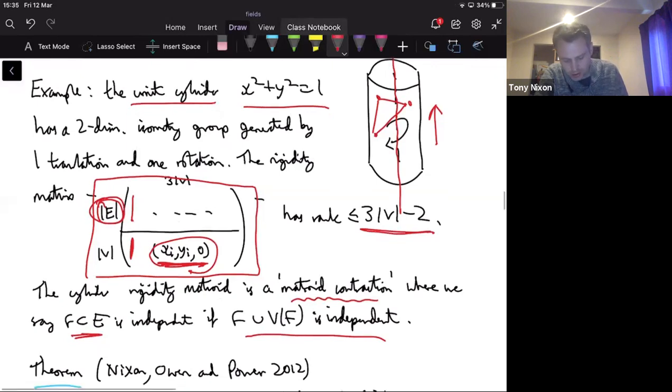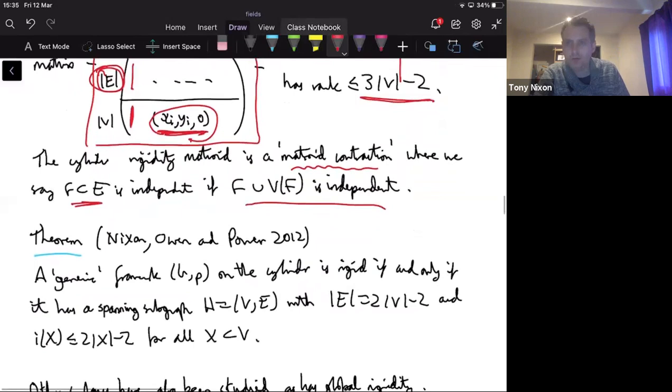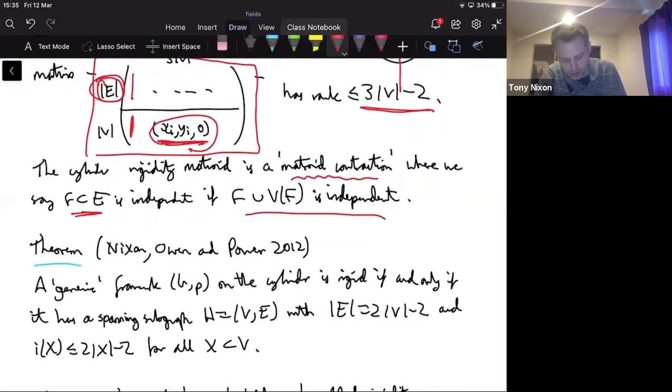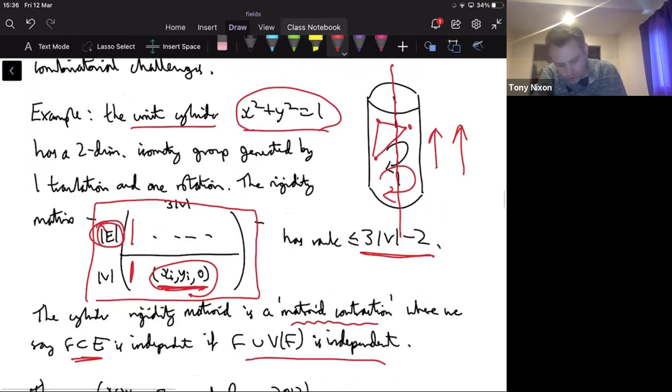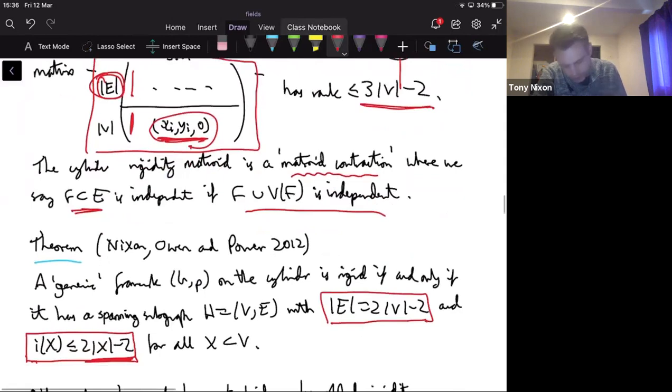Here we have to argue from scratch, so I'll just mention briefly the characterization on the cylinder, which is really the characterization in the plane with one small change to the combinatorics. Instead of having 2v minus 3 edges, we have 2v minus 2. And instead of having at most 2x minus 3 edges induced by any subset, we have 2x minus 2. This comes exactly from the fact that the cylinder only allows 2 isometries: a translation and a rotation around the axis. The proof is a fair bit more complicated than what I've said, but it's basically studying this class of graphs rather than the class of graphs we had in the Laman theorem.